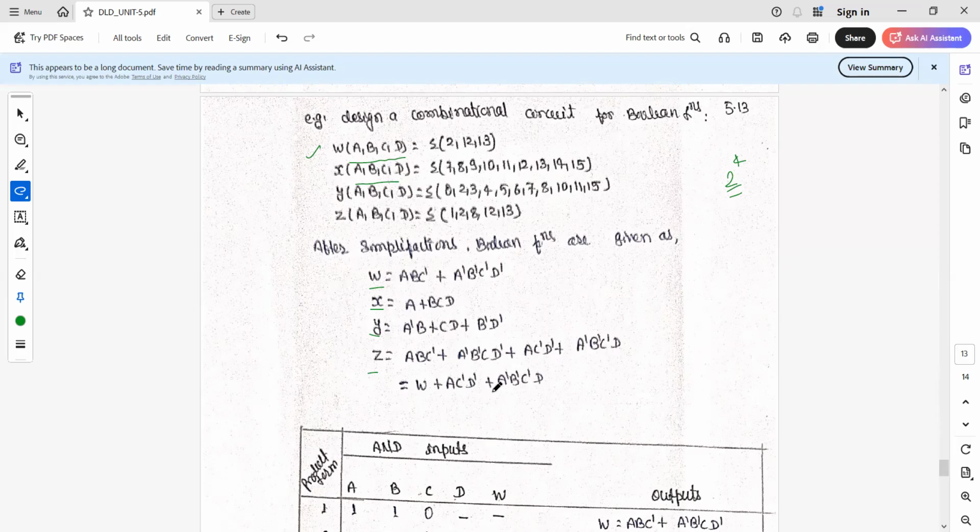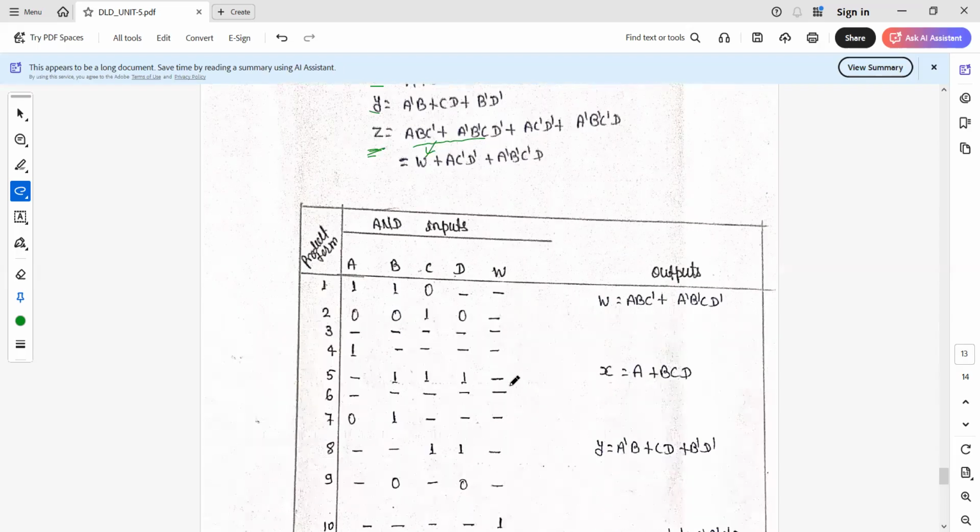Sometimes a particular function is already a function of another function. Like here, if you see Z, the combination we have for W, that is A B C dash plus A dash B dash C dash D dash, is already available in the case of Z also. So in place of that, we have written W. Now those things can be realized here, like we have done in the case of PLA.